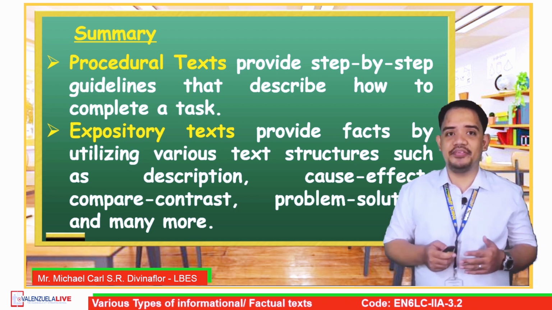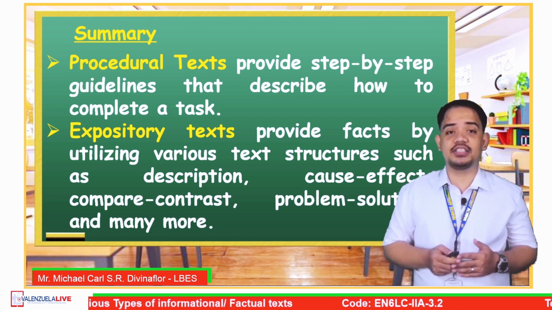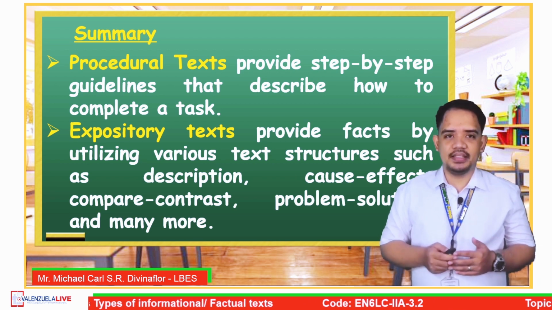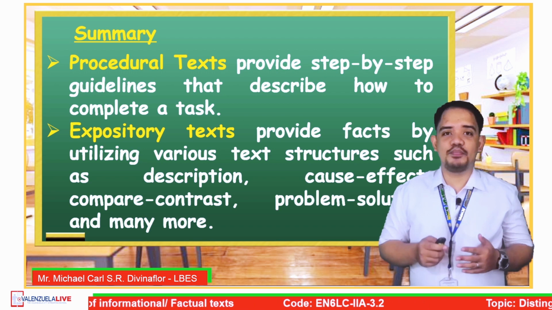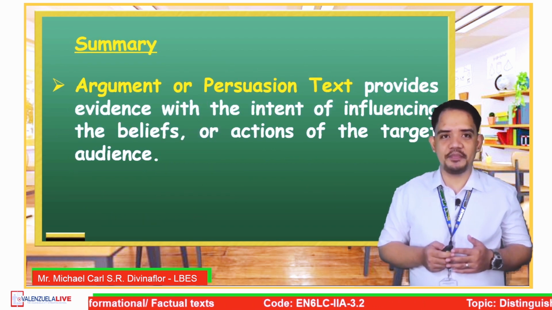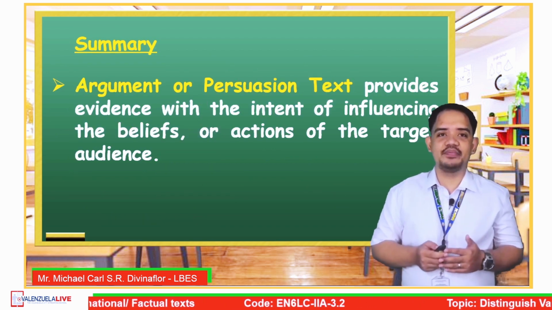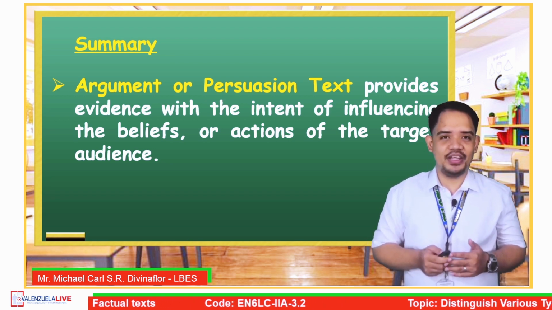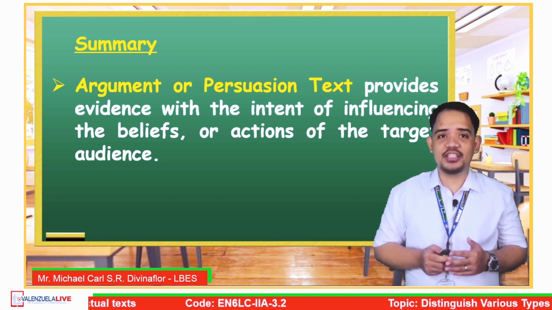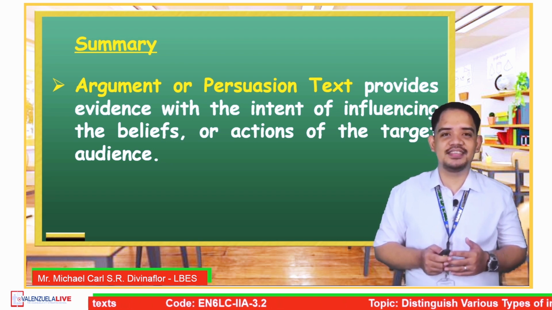Expository text provides facts by utilizing various text structures such as description, cause-effect, comparison and contrast, problem-solution, and many more. Finally, argument or persuasion text provides evidence with the intent of influencing the beliefs or actions of the target audience.